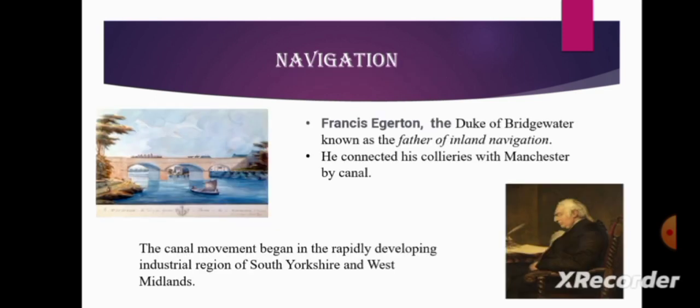Next, navigation. The improvement of inland navigation was as important as the improvement of road in opening the way to industrial change. The first half of the 18th century had been a period of much activity in deepening the navigable rivers. The second half of the century saw the construction of new artificial waterways. The Duke of Bridgewater, who is known as the father of inland navigation, connected his collieries with Manchester by canal. The canal movement began in rapidly developing industrial region of South Yorkshire and West Midlands and soon spread over the whole country.